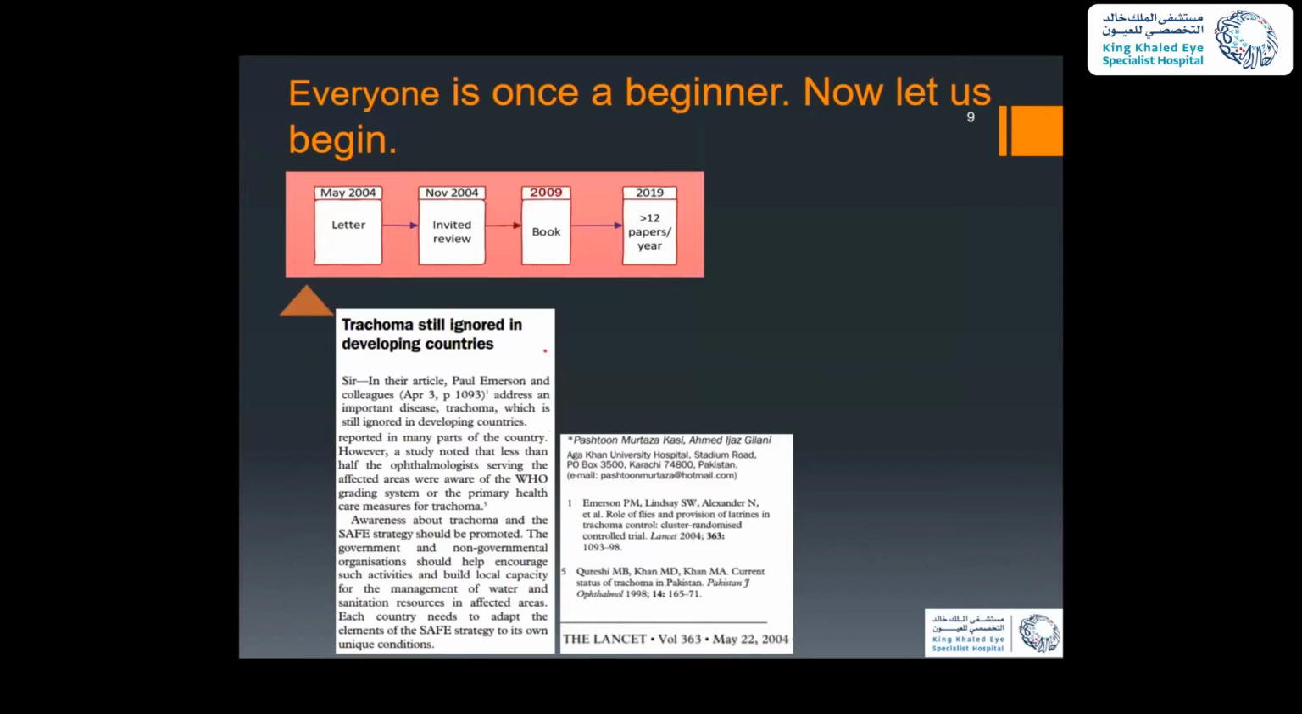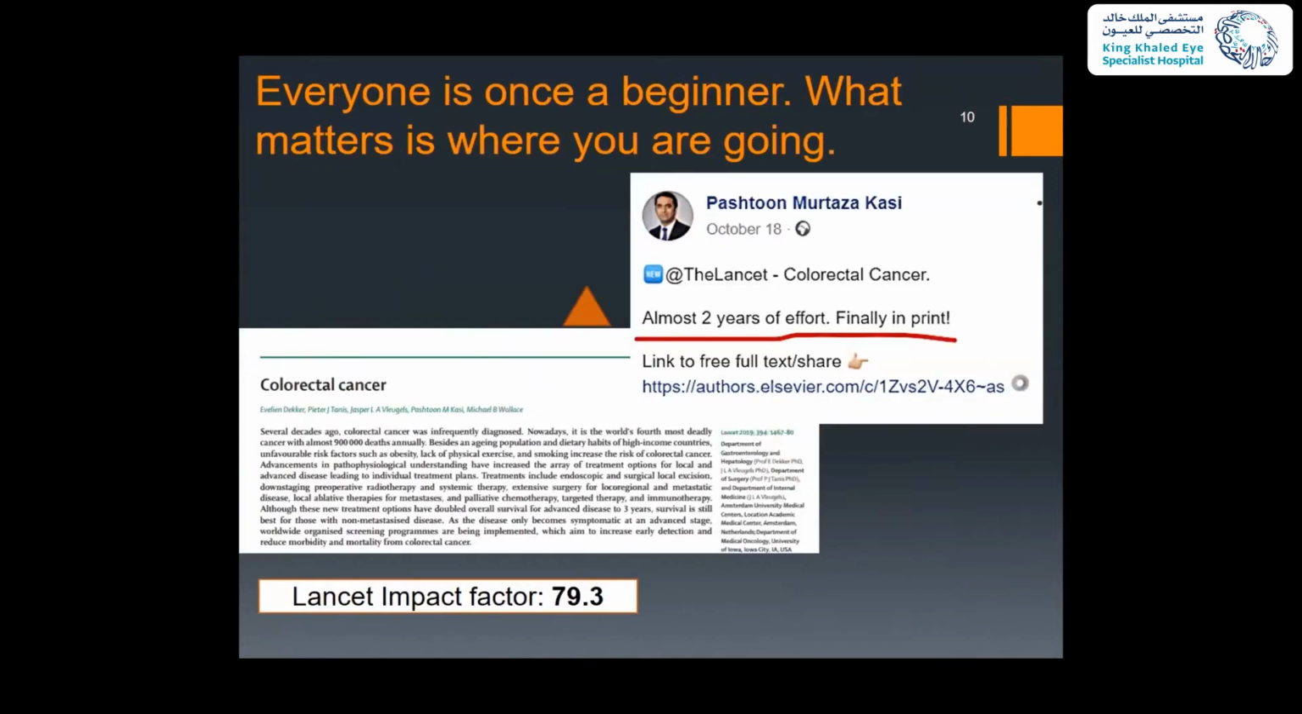He began in 2004 by writing this letter to the Lancet. And this is his contribution in 2019. He published a review in the Lancet. As you can see from this Facebook message from him, it almost took him 2 years.